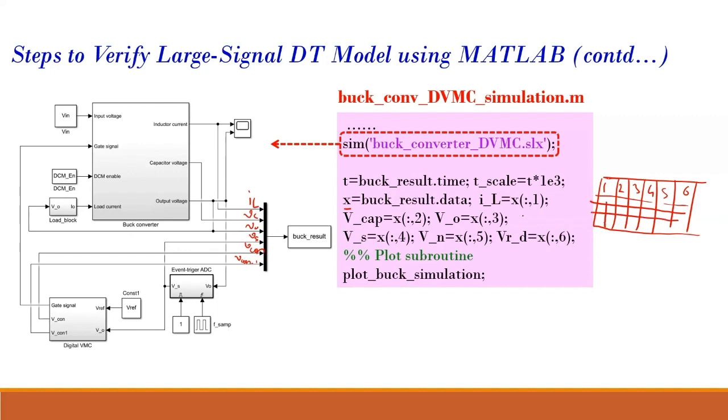This column consists of the data of inductor current. That is why X(:,1). The colon means I will access the data in all the rows, but for the first column. Similarly, the capacitor voltage is the data stored in all the rows, but for the second column. Similarly, the output voltage is the data stored in all the rows, but for the third column. That is how I will access the data. And then I will plot. There's a plot subroutine which will plot that data as per my requirement. It will plot the results.